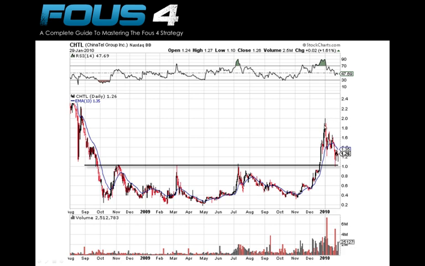But you can't be greedy with these stocks because just as fast as they rose to $2 per share, they can also fall. So this went from about $1 to $2 in maybe about 2 weeks' time. And then shortly after that, it dropped all the way back down to $1.20.